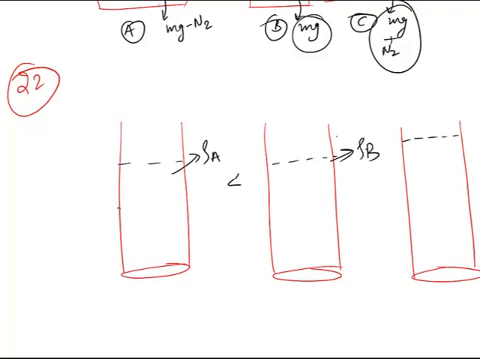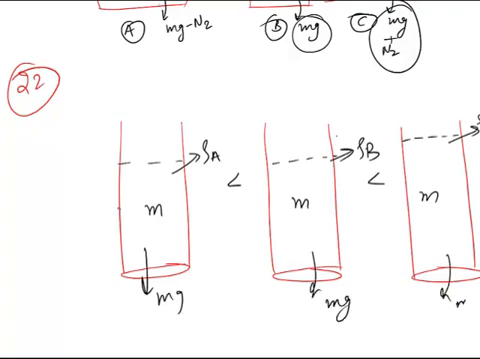Now in question number 22, we have identical vessels but with different densities, rho A less than rho B, which is less than rho C. But it is also given that they have equal masses, M and M and M. That means they have different volumes. Now the force at the base will be, so here the force is mg, mg and mg. But as there is no normal reaction from the side of the container, it will still be mg, mg and mg.